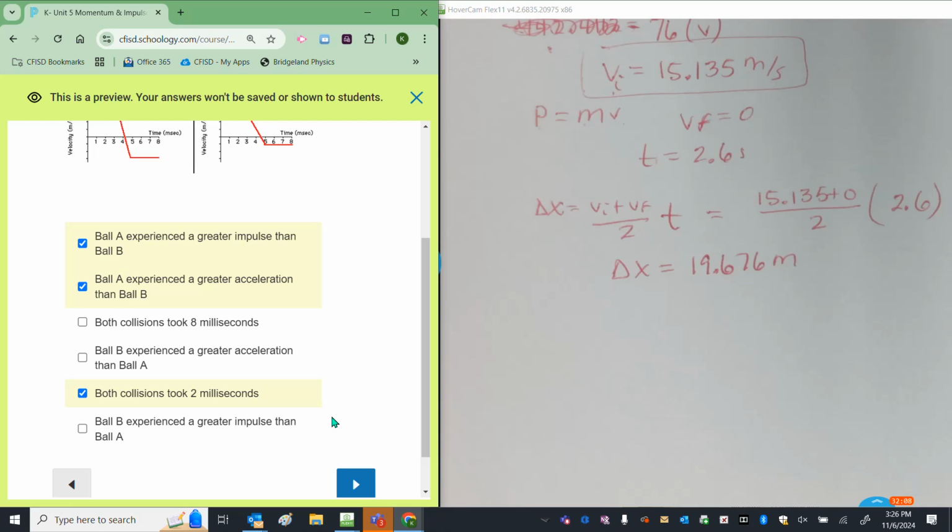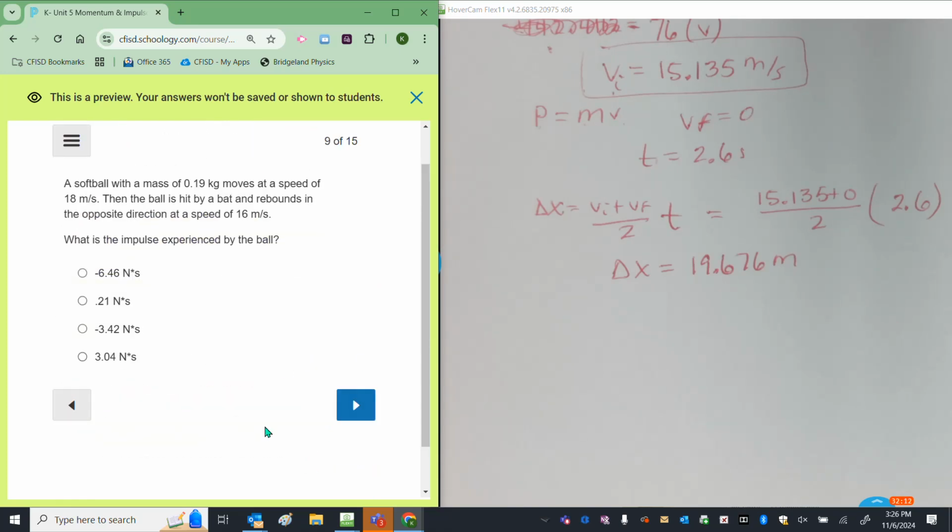Questions about this one? All right. Next one. A softball with a mass of 0.19 kilograms moves at a speed of 18 meters per second. Then the ball is hit by a bat and rebounds in the opposite direction with a speed of 16 meters per second. What is the impulse experienced by the ball?